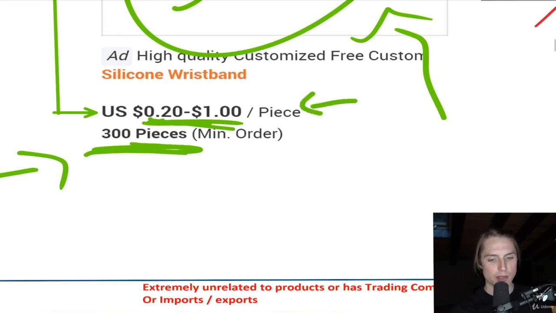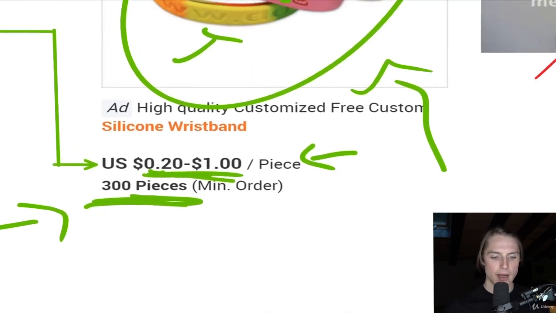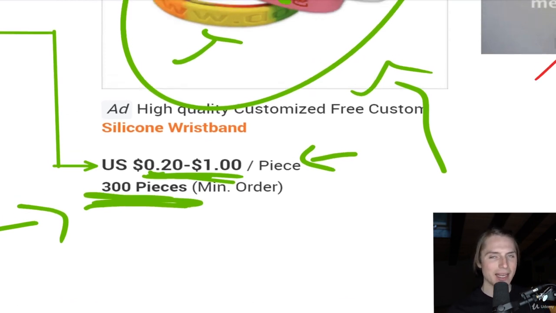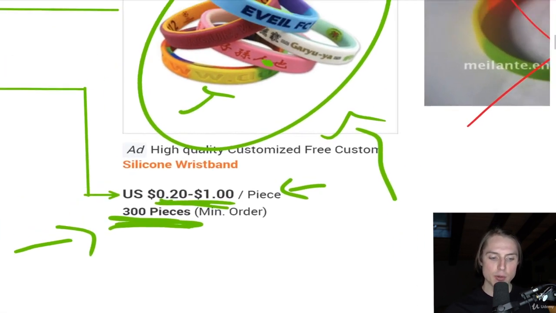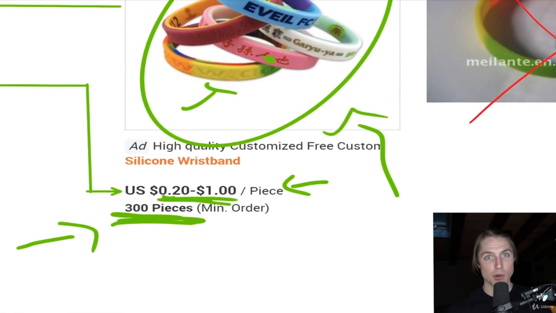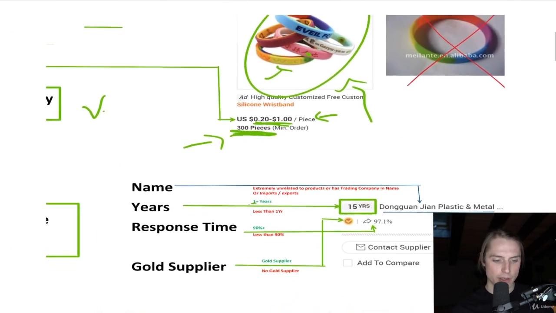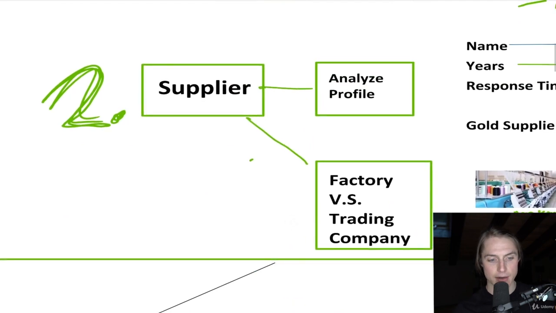We want the price to be generally in the range of what we're looking to get. For this, I was looking to get like 20 cents to 40 cents, so maybe that works. And the minimum order quantity, you can get that lower, so you don't need to worry about that too much. If it said 10,000 pieces and you're only looking to buy 500, maybe that's a little high, but still worth talking to. Then we analyze the supplier, okay?